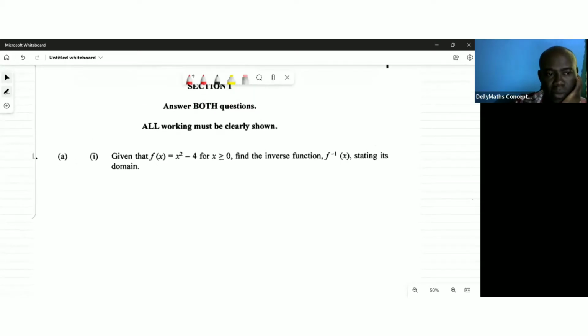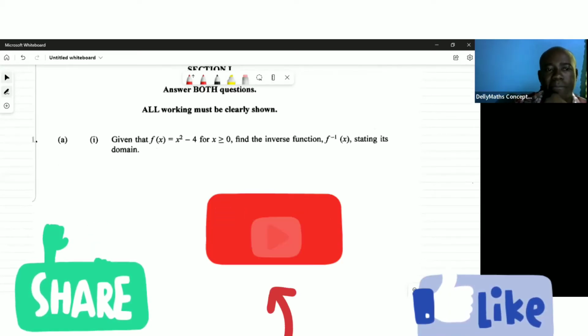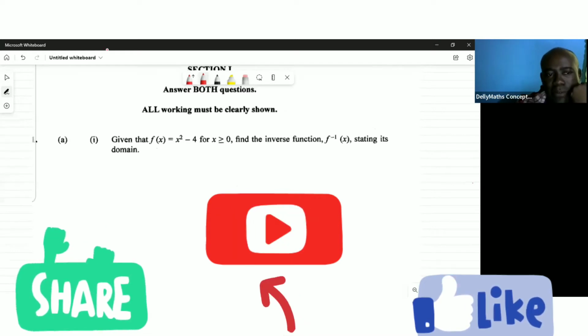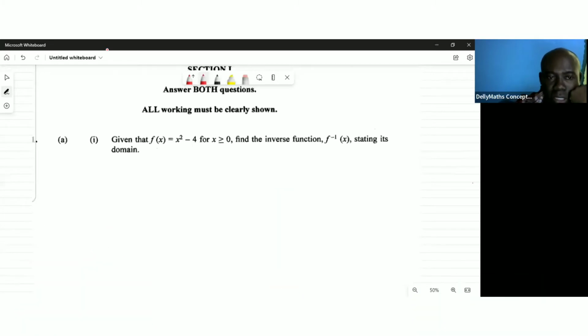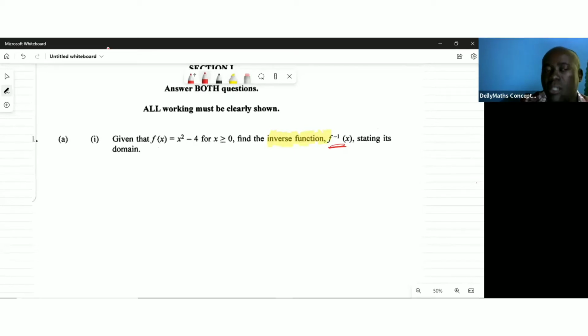Section 1, question 1. Given that f of x is equal to x squared minus 4 for x greater than or equal to 0, find the inverse function f inverse, stating its domain. All right, no problem. That's the question. How do we do inverse? Anybody want to quickly state how you do inverse?